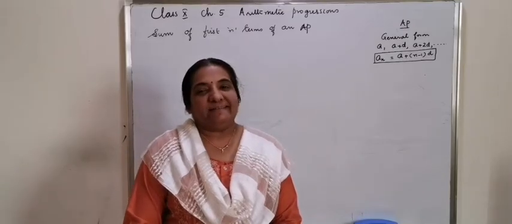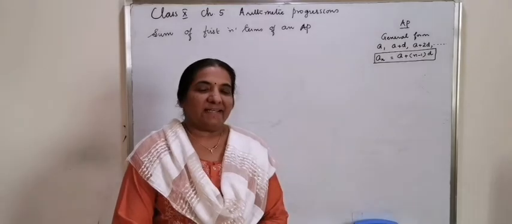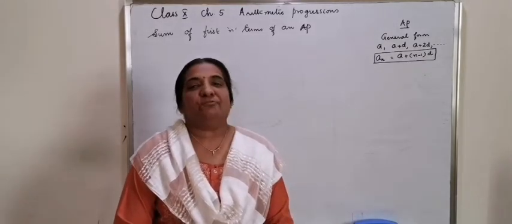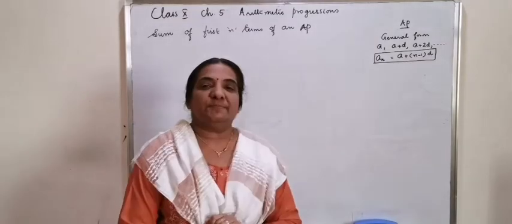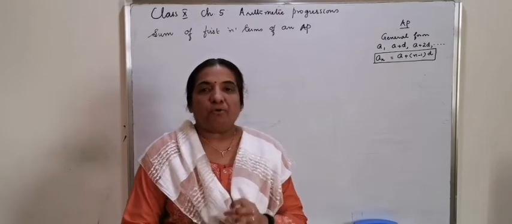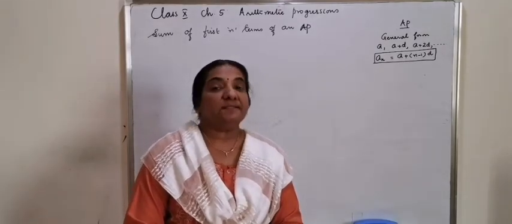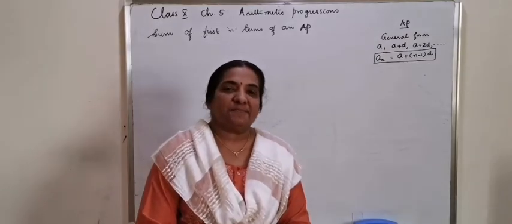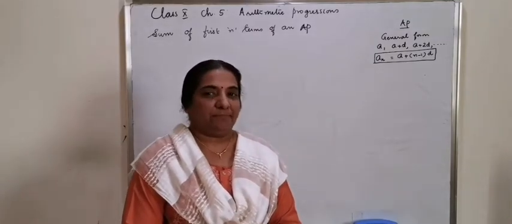Good morning, children. In the previous classes, based on this lesson, arithmetic progression, you learnt the definition of an arithmetic progression, the general form of an arithmetic progression, and how to find a particular number in the nth position. Now, the second exercise is based on the sum of the first n terms of an AP.